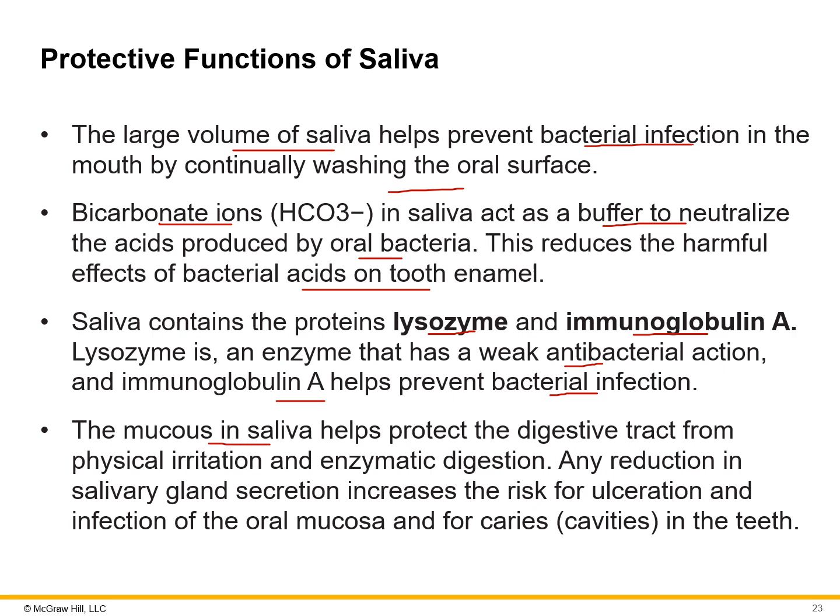And then the mucus of the saliva helps to protect the digestive tract from being broken down by the enzymes that are breaking the food down. We want to break the food down, but not our stomach or our small intestines. So the mucus helps to protect those layers. And then any reduction of those secretions increases the risk of ulceration, as well as infection of that oral mucosa, as well as cavities forming in the teeth.